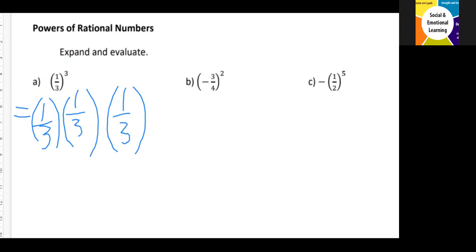Okay, do you see that? Because this is a 3, that means you have to take the base, which is 1/3, and multiply it 3 times. Exactly. The little exponent tells you how many times to multiply the base.